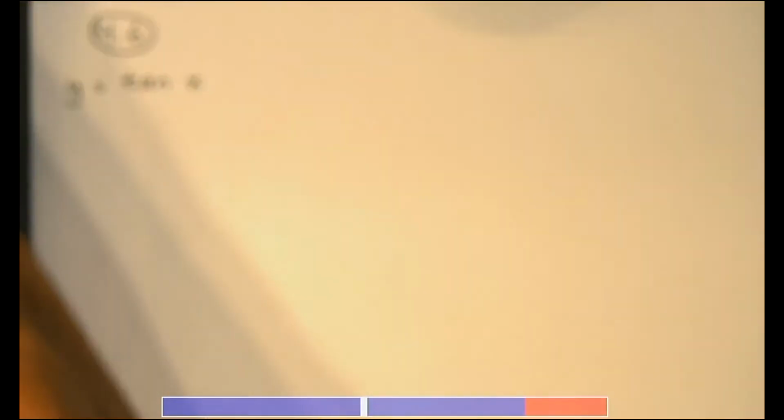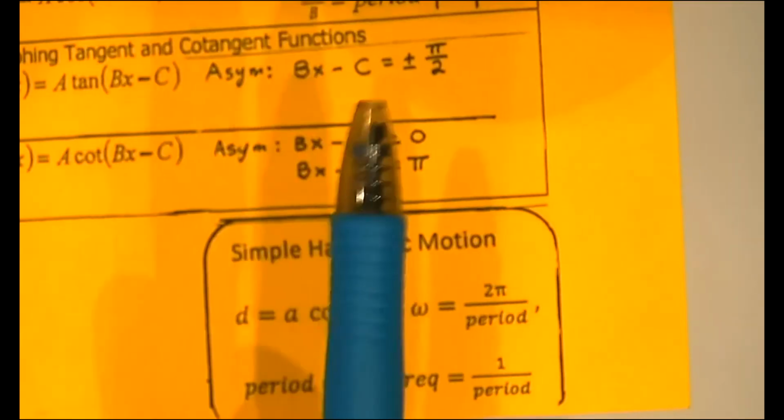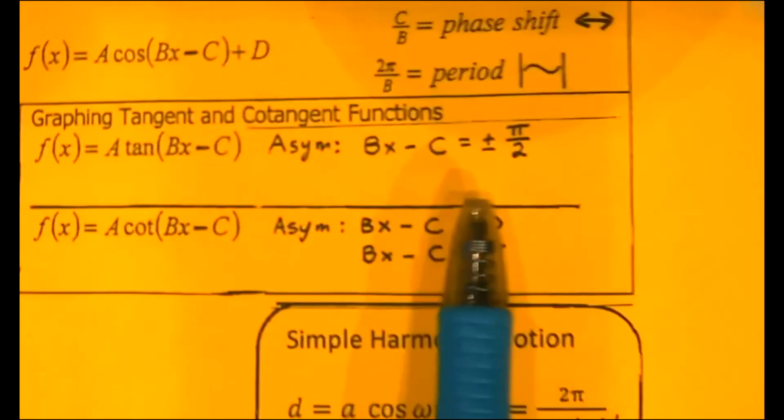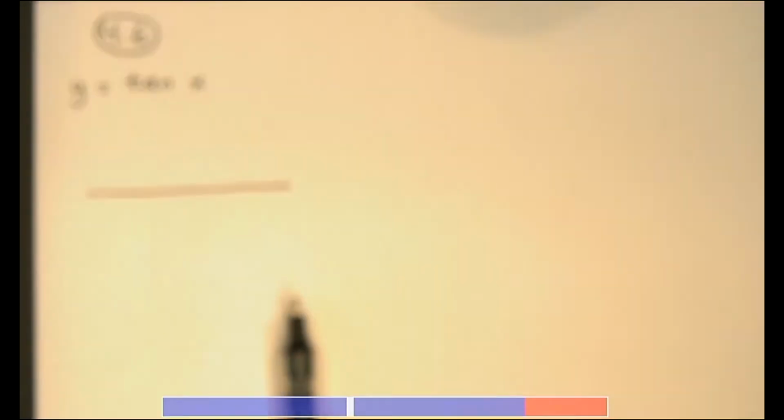So I see tangent of x. So I'm going to draw my graph here. And what I'm going to do, it says to take whatever you see, tangent, bx minus c, and make it plus or minus pi over 2. Sorry, it's a little out of focus.